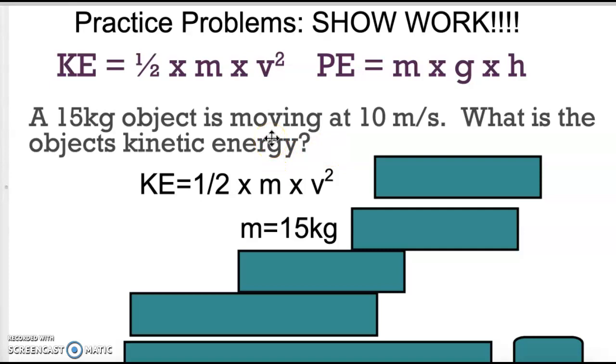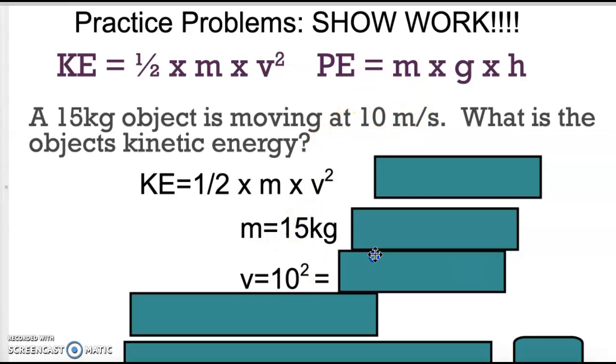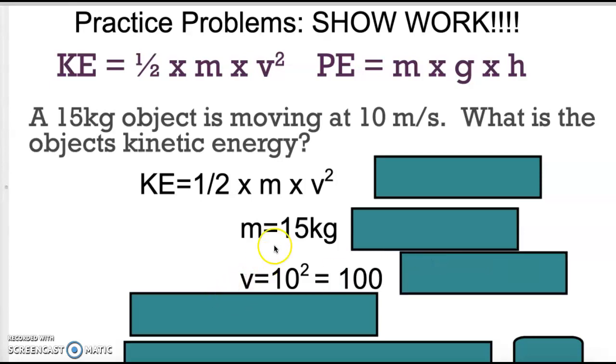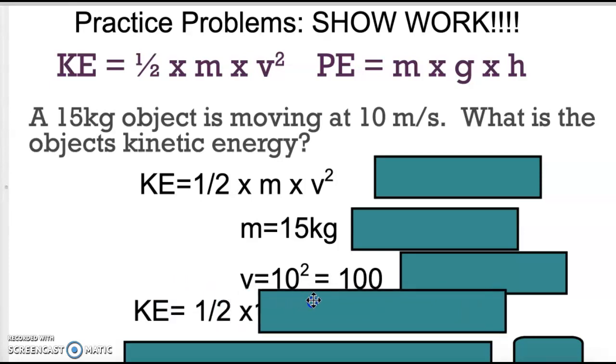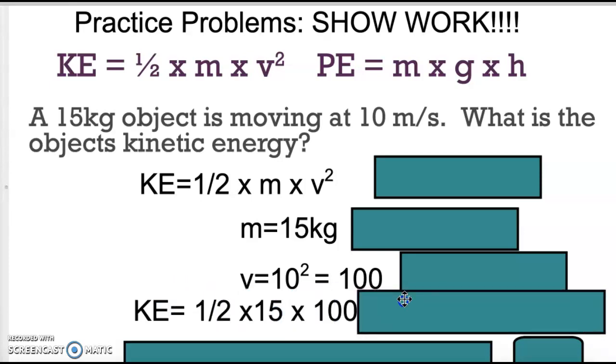Well, remember velocity is speed, so that's distance over time. I need a distance over time unit, so that's going to be 10 meters per second. Now we need to square that number. So 10 squared is 100. All right, then you want to plug that into your equation. So KE equals 1/2 times 15 times 100.